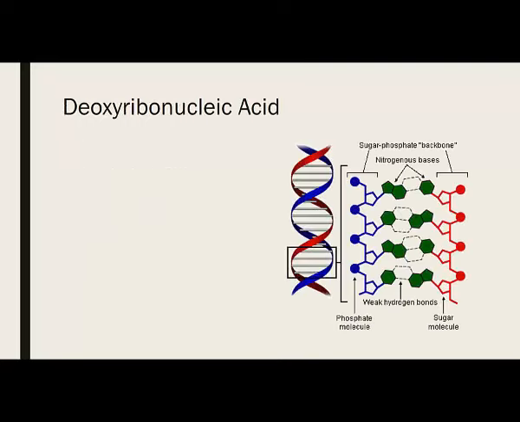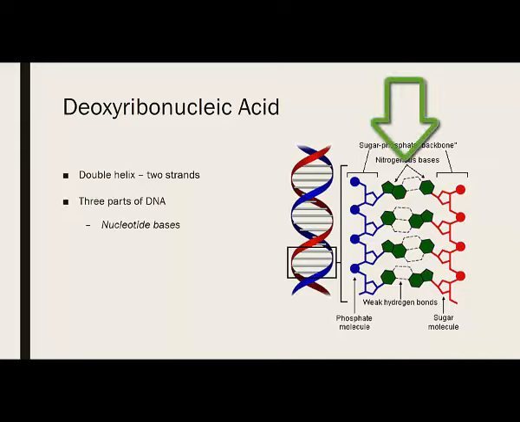The first step is talking about deoxyribonucleic acid, or DNA. DNA is a double helix. There are two strands of DNA that wind around each other. DNA can essentially be broken down into three main parts. First, the nucleotide bases. Shown in green in the figure, nucleotide bases hydrogen bond to each other, which connects one strand of DNA to the opposite strand. The hydrogen bonds are the dashed black lines in the figure.